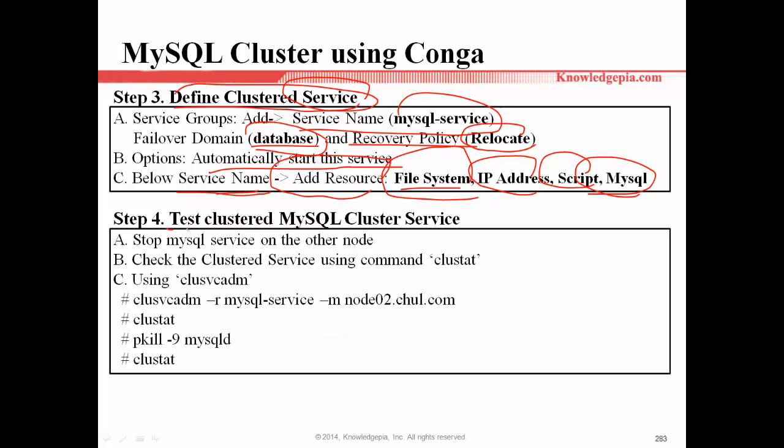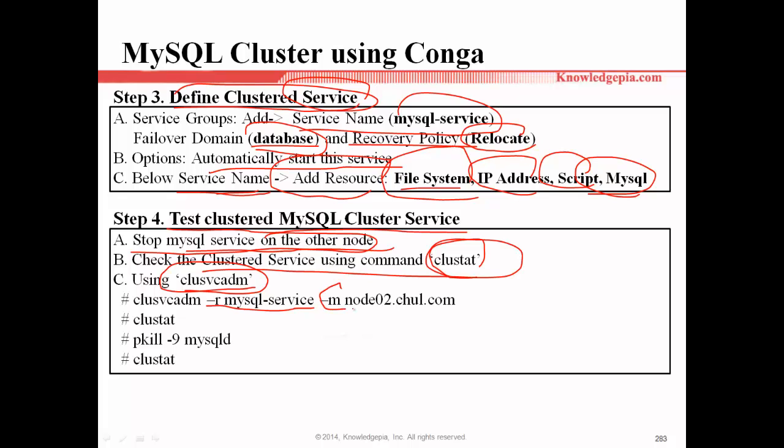Step 4, test the clustered MySQL cluster service. Start the MySQL service on the other node. At first, the 3 nodes can fail over the MySQL cluster service. So at first, start the MySQL service on one cluster node. And after that, check the cluster service using this command, clustat. And after that, clusvcadm, using this one, relocate with the MySQL service name and the member.